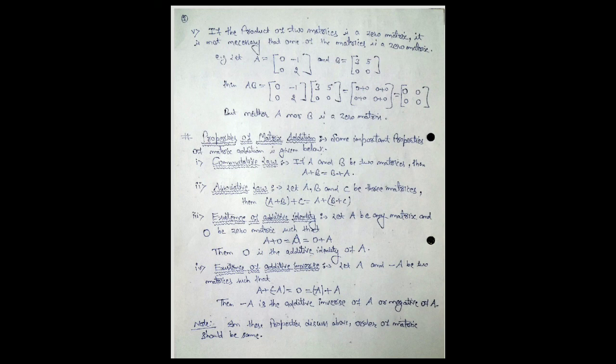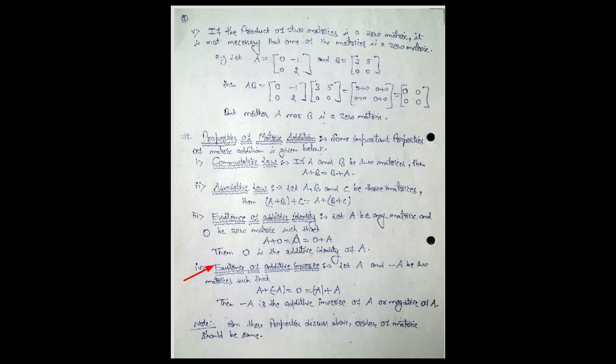Third property is existence of additive identity. This property states that for any matrix A, there exists a matrix called the zero matrix such that if we add this matrix to A from the left side or from the right side, then we get the same matrix A. If this happens, then we call this matrix the additive identity of matrix A.